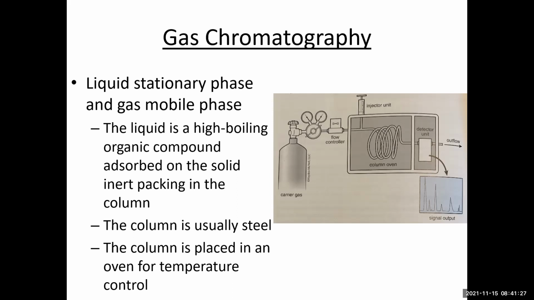And again, the stationary phase is a liquid, and it's typically a high boiling organic compound. High boiling means it has a high boiling point, and it's absorbed onto the solid inert packing in the column. Inert means it doesn't chemically interact with the compounds. And again, the column is usually steel, but it can be made of other materials. And again, it's placed in an oven for temperature control.